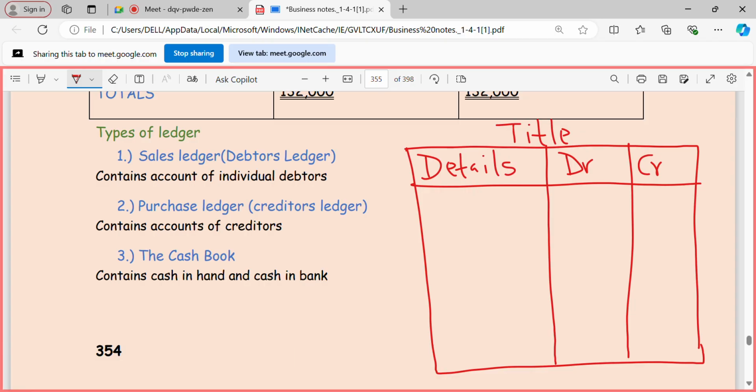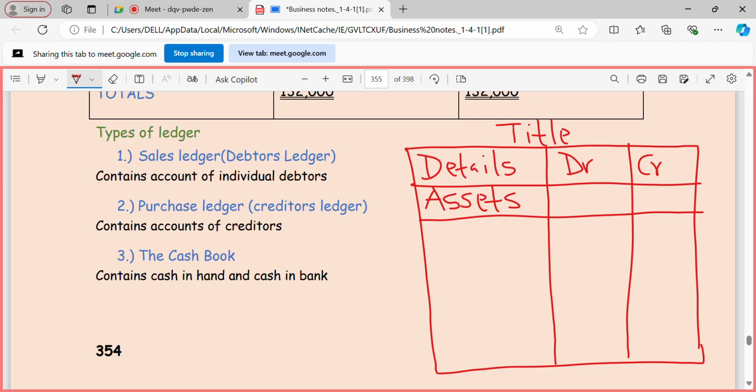Trial balance for... so it can be the name of the business. So it can be anything. Trial balance for Samuel's traders as at June 30th 2020. So the title will just take the name of the information given there. So just say trial balance for those things. Then after that, the details will always vary. It depends on what you have, but let's talk about them.